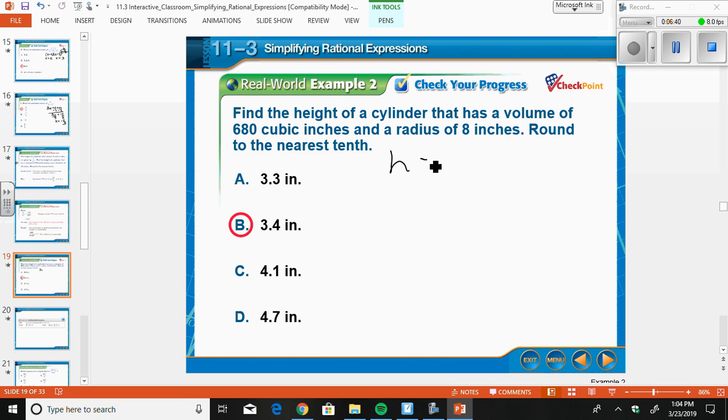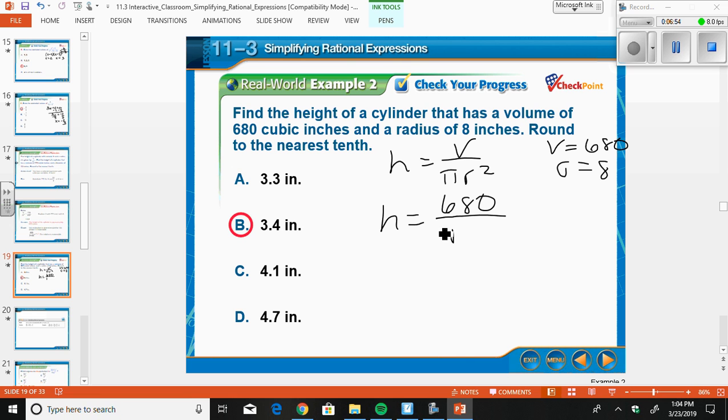Find the height of a cylinder. So again, height is equal to volume divided by pi r squared. That has a volume of 680, a radius of 8 inches, round to the nearest tenth. So height is 680 divided by pi times 8 times 8, which is 64. So I'm going to take 680, divide by pi times 64, in parentheses, and now I get h is equal to 3.38, or 3.4 rounded to the nearest tenth of an inch.